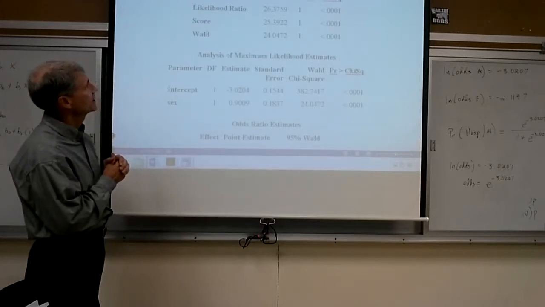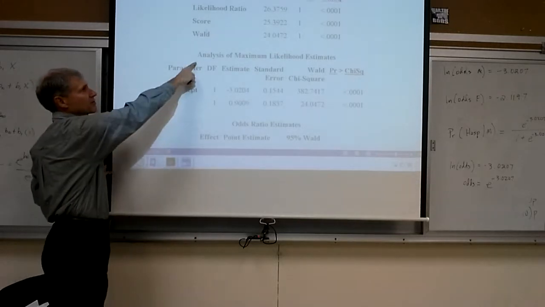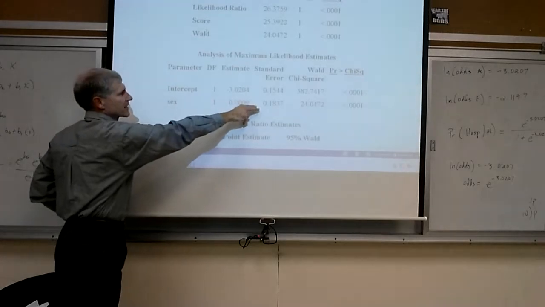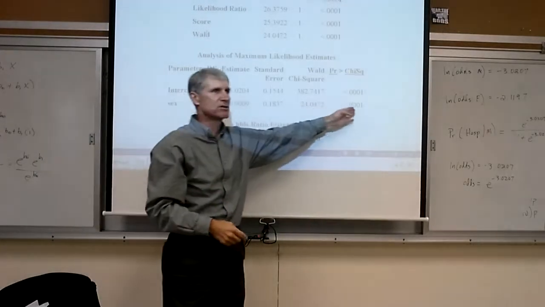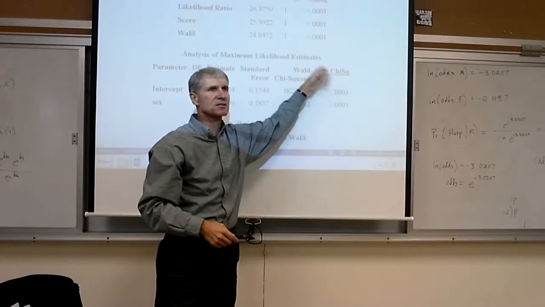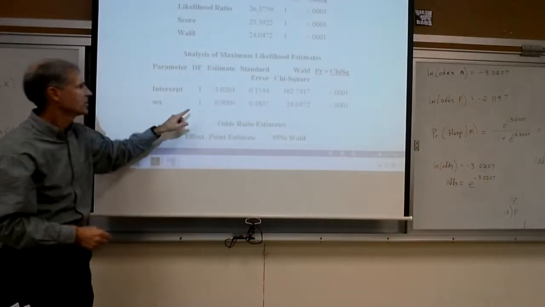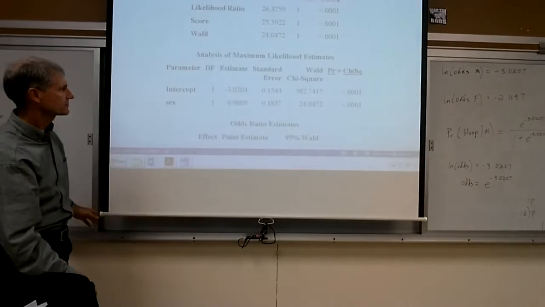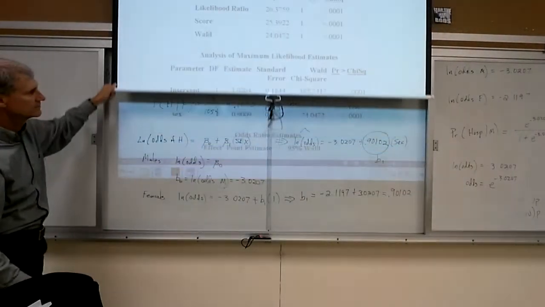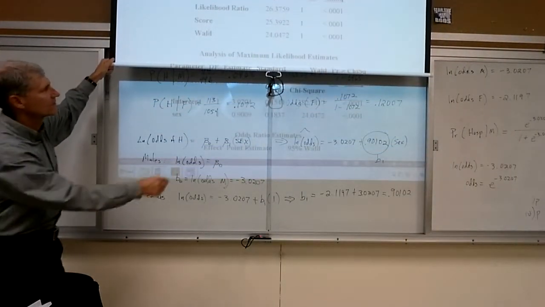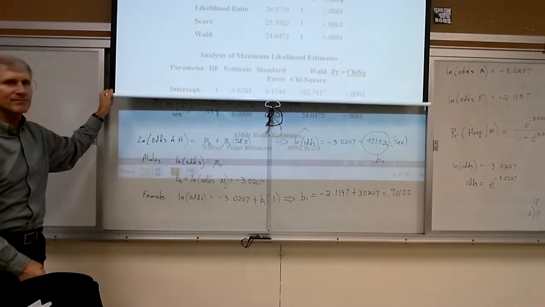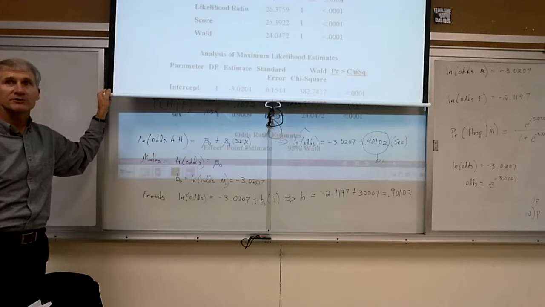So here we go, fitting the model. Analysis of maximum likelihood estimates. We get parameter, degrees of freedom, estimate, standard error, and then a p-value. And it comes from a chi-square approximation to this distribution. But look at the parameter estimates. They look familiar? Not quite the same, but real close.